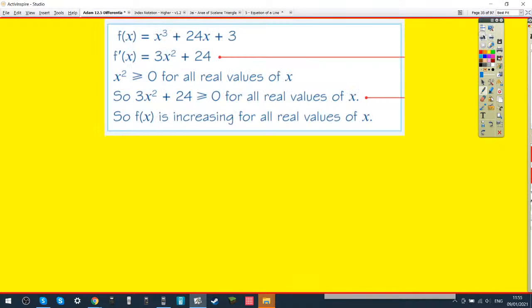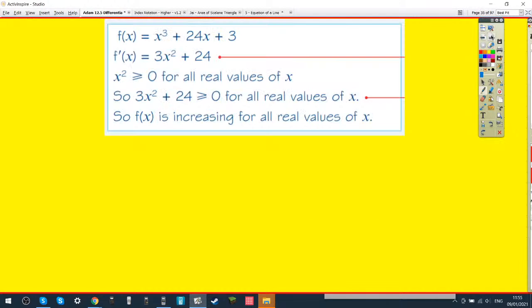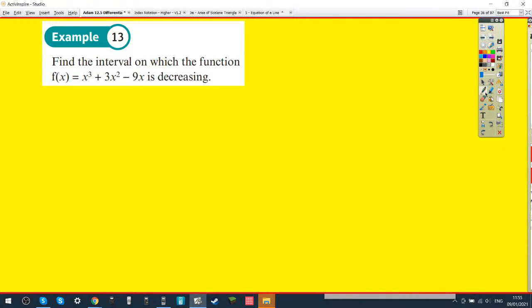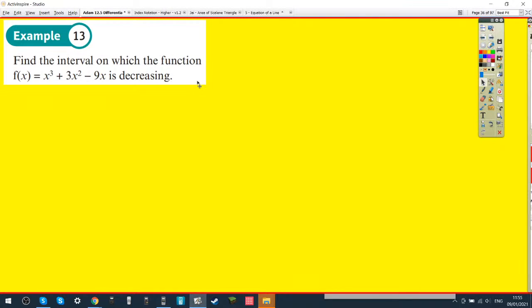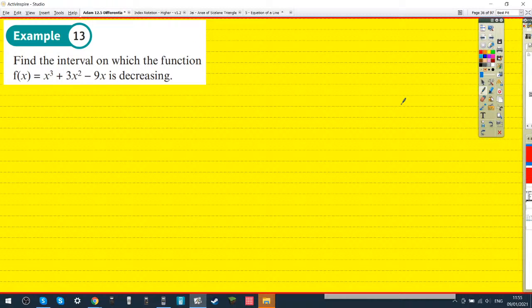Okay, let me now go back. Okay, how about this? So would that become 3x squared plus 6x minus 9? Mm-hmm.